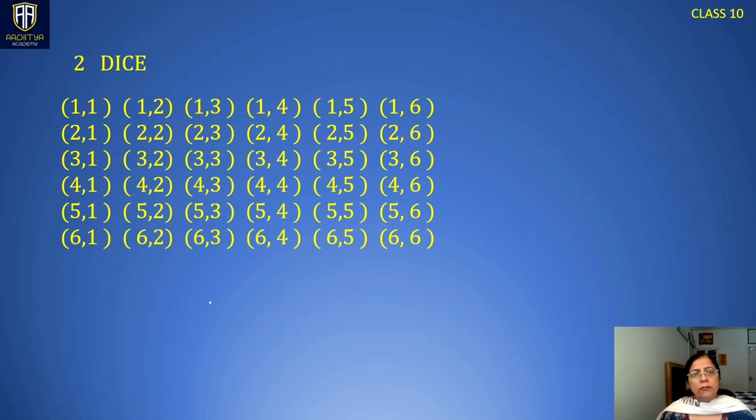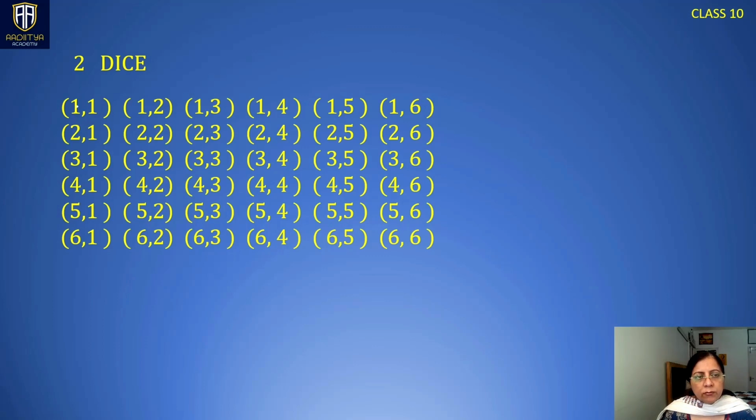Next is the throw of 2 dice at the same time. For that, we also have to mark that we have 2 dice, one is the first and the other is the second, so that we can consider all the arrangements which are possible for different sets of 2 dice.